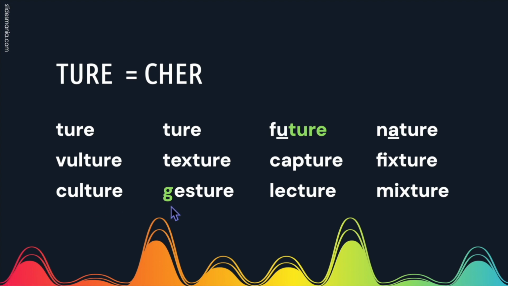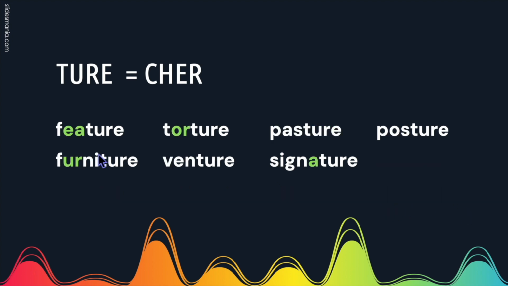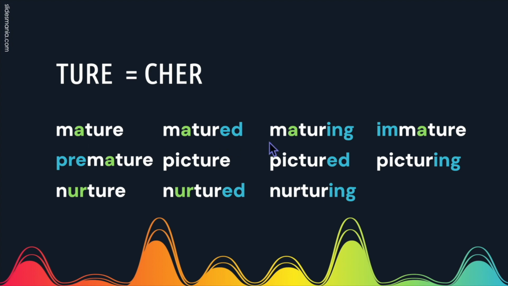G followed by an E, I, or a Y may have its soft sound of J. It does in this word. Gesture, lecture, mixture. EA usually says E. Feature. OR says or. Torture. Pasture. Posture. UR says furniture. Venture. This A is going to schwa, which means it will have a muffled sound. Signature. The A in this word and the other versions of it with suffixes will also schwa.